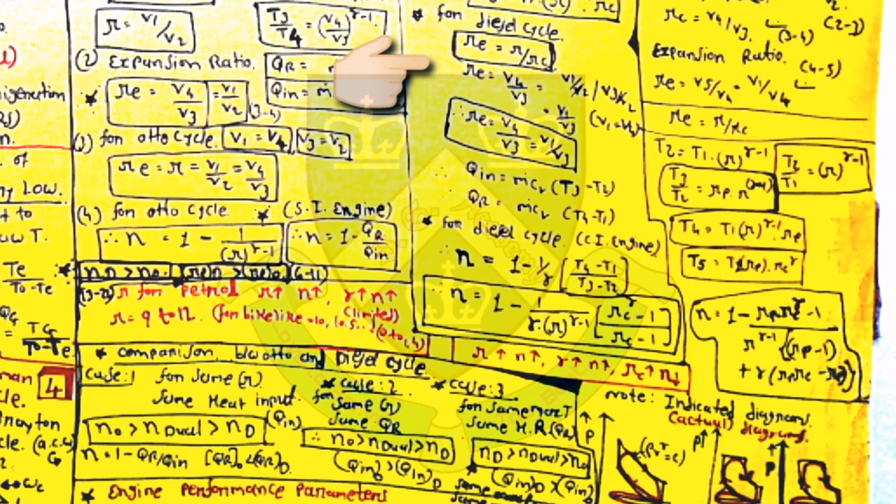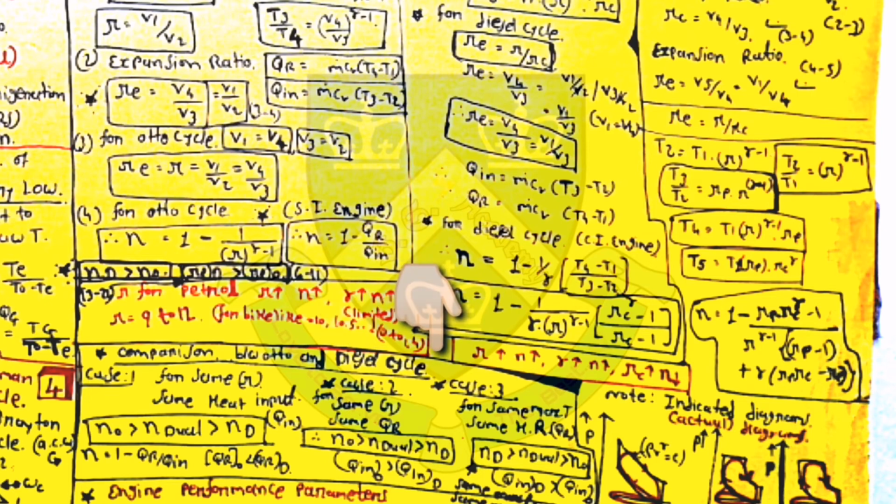Then Qin is equal to m Cv (T3 minus T2), and QR is equal to m Cv (T4 minus T1). For the ideal CI engine cycle, eta is equal to 1 minus 1 upon gamma into (T4 minus T1) upon (T3 minus T2), and efficiency is equal to 1 minus 1 upon gamma into (R raised to gamma minus 1) into (RC raised to gamma minus 1) upon (RC minus 1). This is the equation for the air standard diesel cycle. By increasing the pressure ratio, efficiency will increase. By increasing gamma, efficiency will increase, and by increasing the cutoff ratio, efficiency will decrease for the air standard diesel cycle.